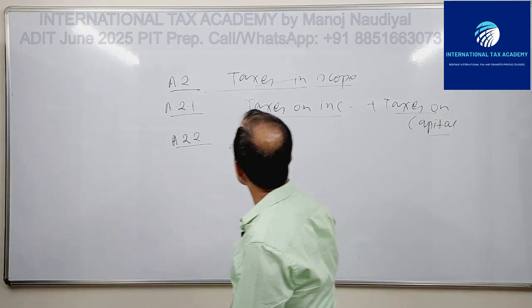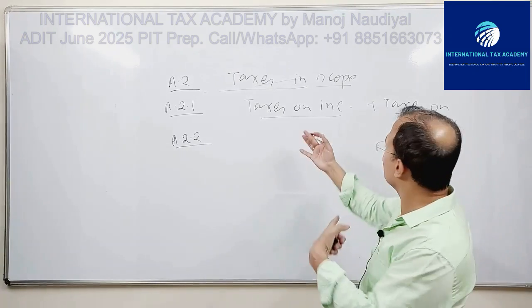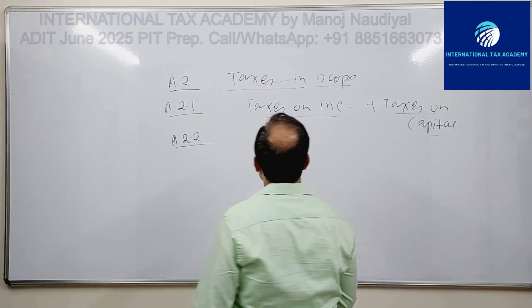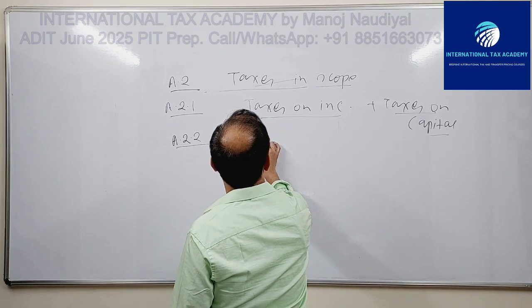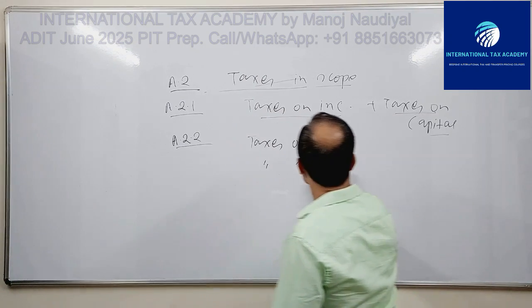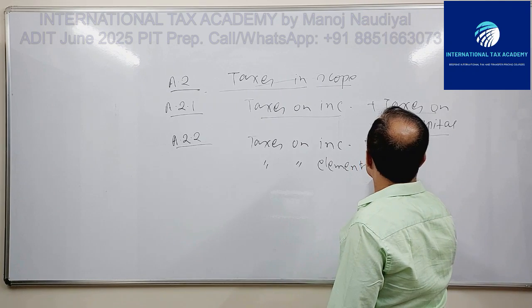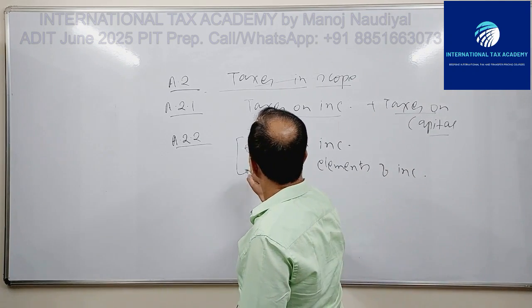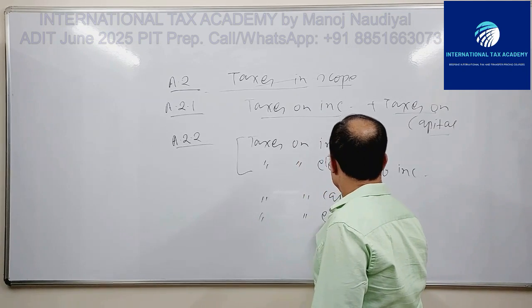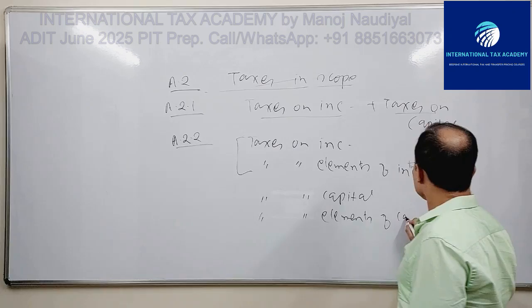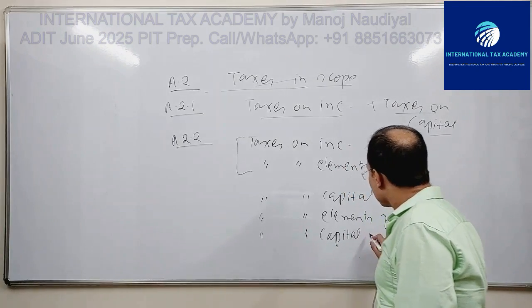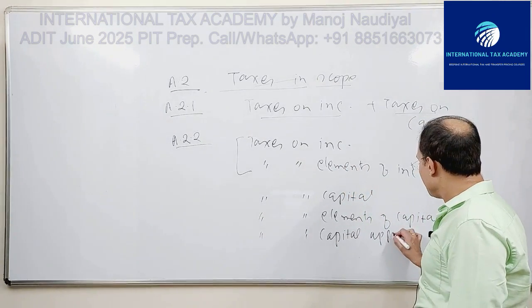Article 2.2 defines what is included within taxes on income and on capital. This includes taxes on income, taxes on elements of income. This includes taxes on capital, taxes on elements of capital. It also includes taxes on capital appreciation, capital gains.